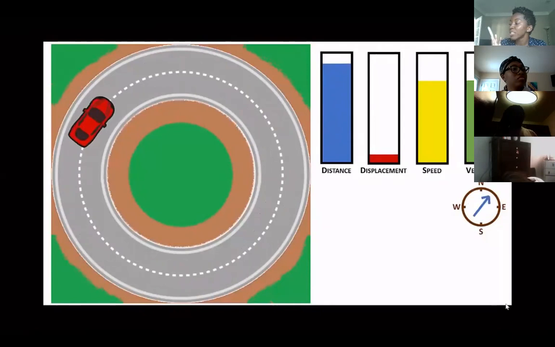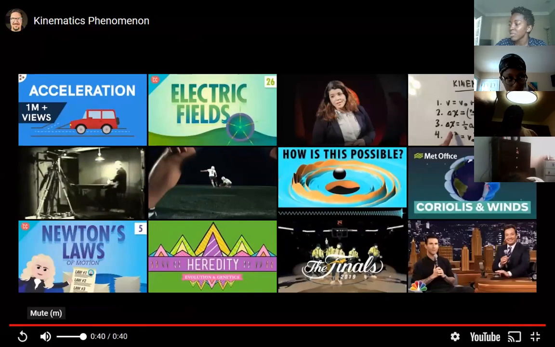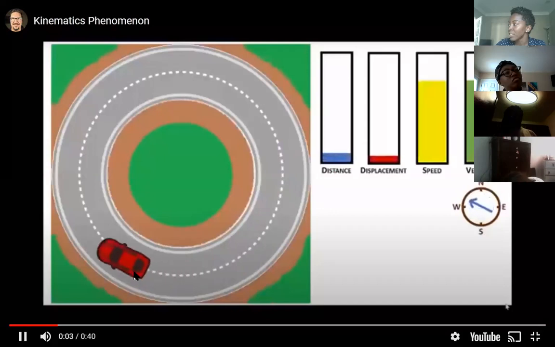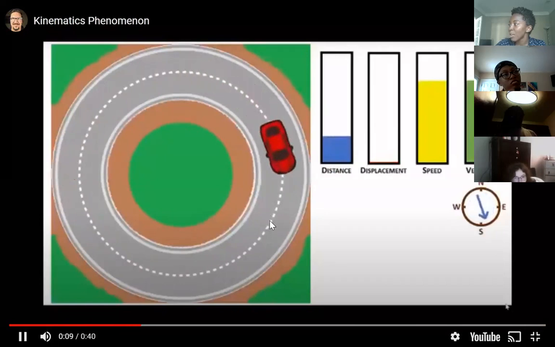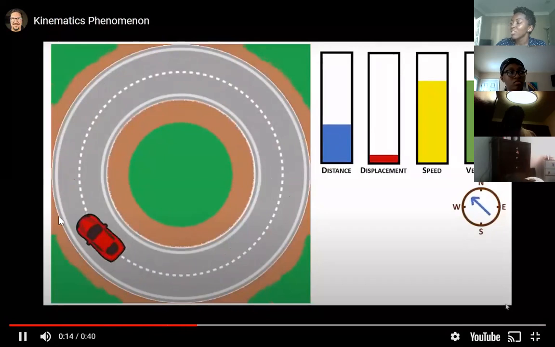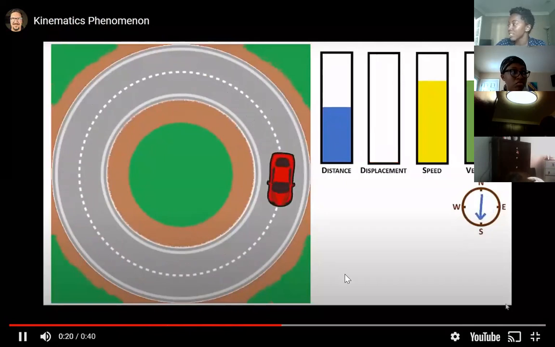All right, so the displacement is going back down because eventually you get exactly back to where you started. So if you notice, he starts right here. He's going up, displacement's going up. Now it's starting to go back down because eventually he's getting right back to where he started. But the distance just continually goes up because even though he ends up back where he started, he's going around, so you're increasing in distance. So that's the big difference between distance and displacement.